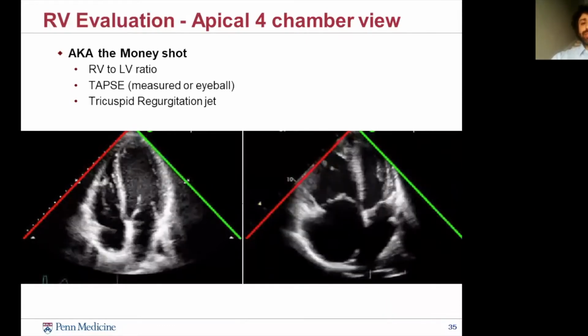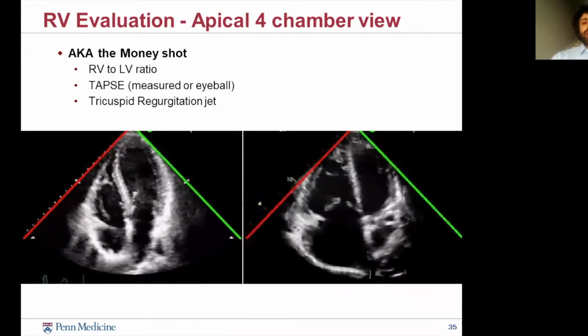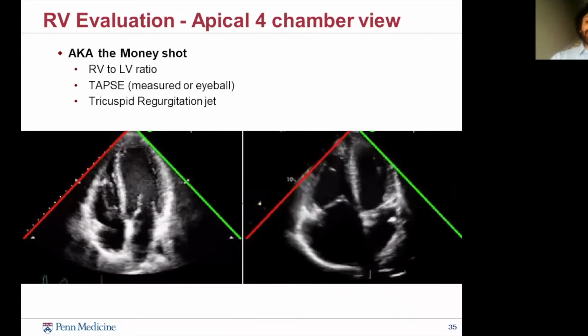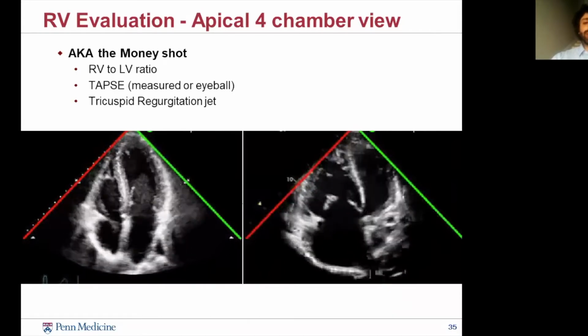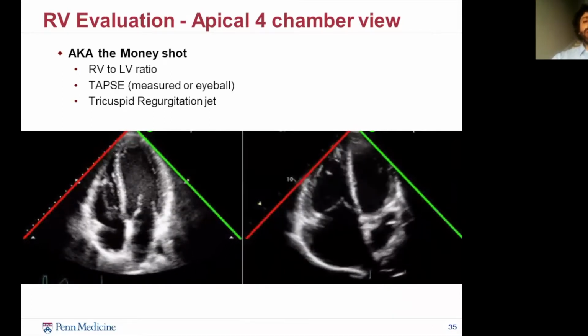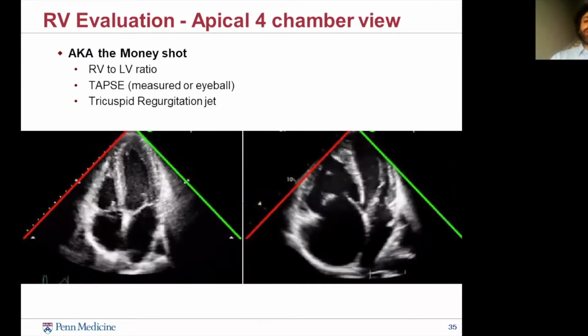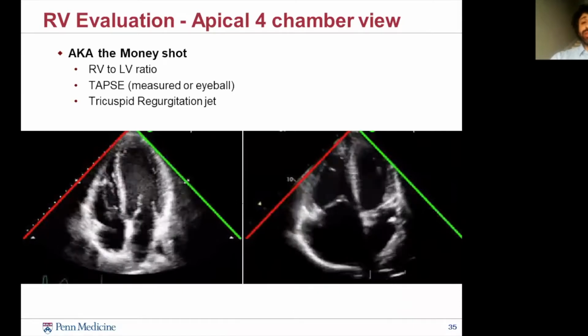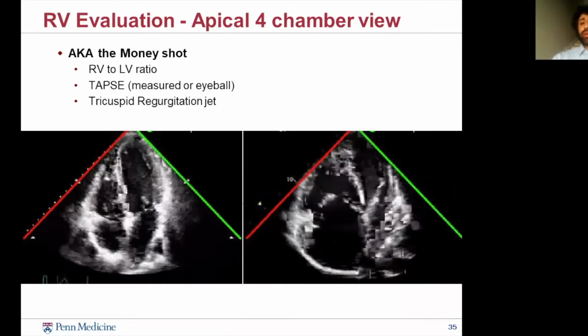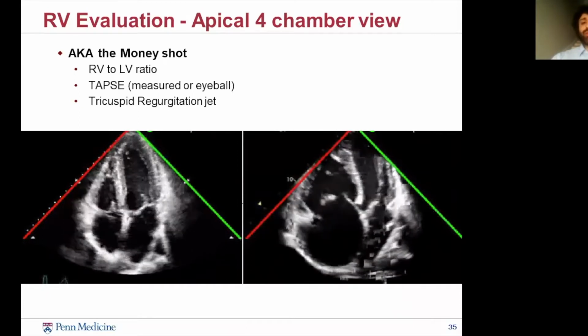You can see that the tricuspid valve, which is on the left side of the heart, because the right ventricle is on the left side of these ultrasound screens, that tricuspid annulus moves up and down on the screen. In the normal heart on the left, the tricuspid annulus moves briskly, and it moves more than 1.5 centimeters. Whereas in the heart on the right with right heart failure, you can see that the tricuspid annulus barely moves at all.